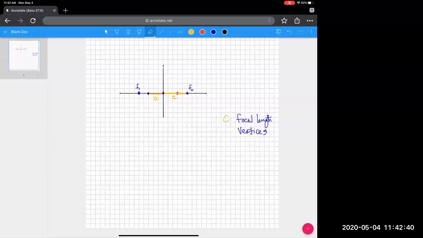So here we also have an axis. So you could think of this as like half of the axis length or something. I'm just going to write it as distance to vertex from the center. That's going to be our A value.